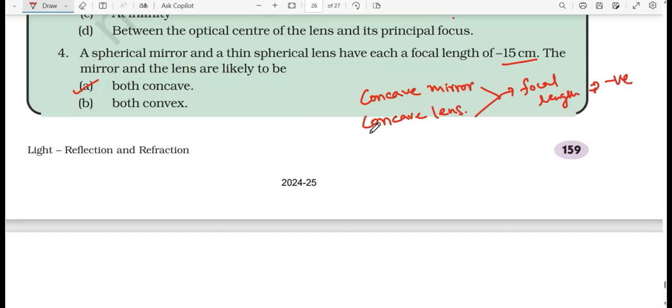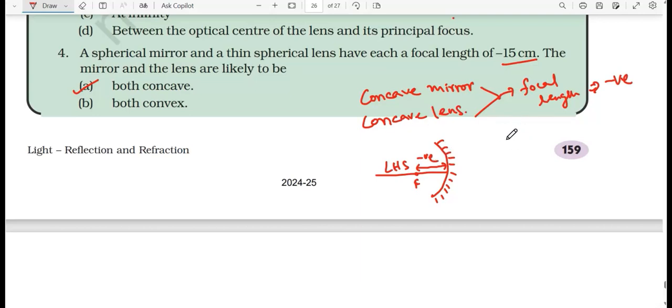Okay, or just let me explain it to you in short. See, this is your concave mirror. The focus of the concave mirror lies somewhere on the LHS. Okay, so this is your principal axis. Somewhere here is your focus, and this is your focal length, right? So this will be negative.